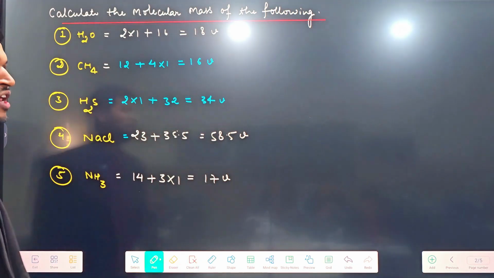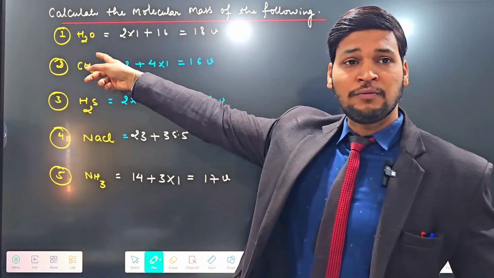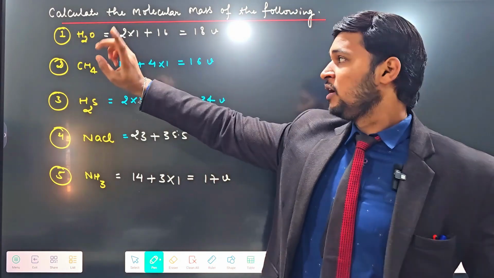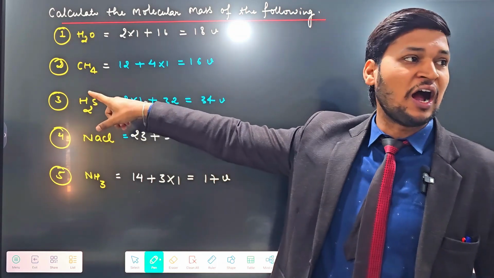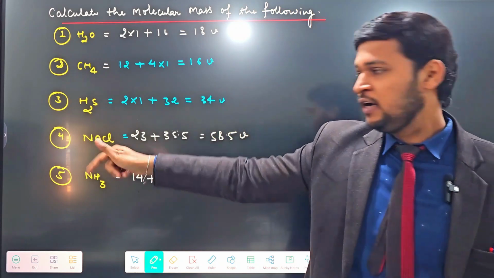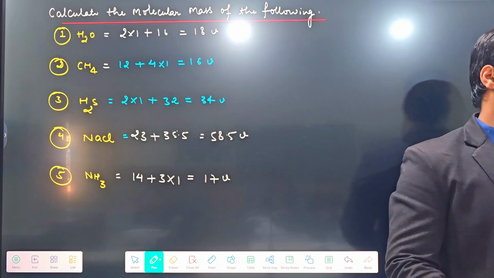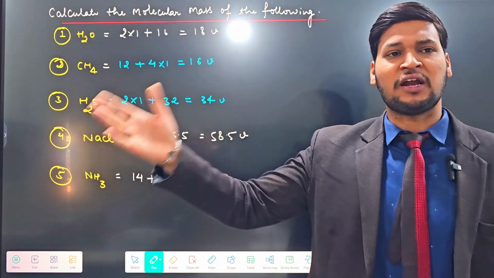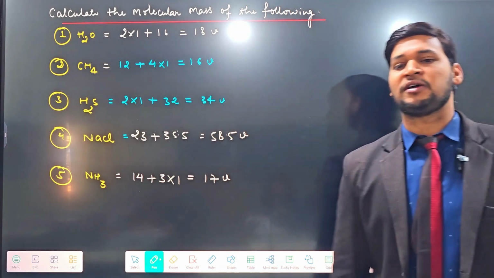Okay, now just listen to the names of these compounds, then have time to write the things. H2O, water. CH4, methane. H2S, hydrogen sulfide. NaCl, sodium chloride, and NH3, ammonia. Clear? In case you are keen to know about the names, you can write them as well, but before that, have time and write these molecular masses on your copy.